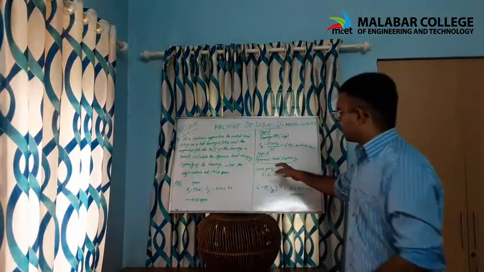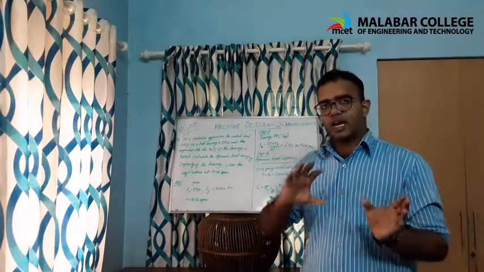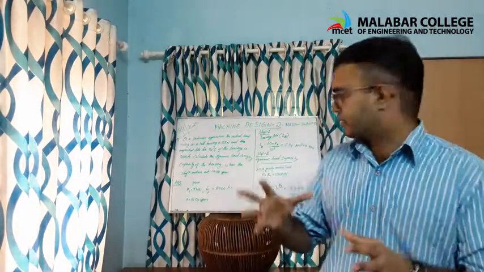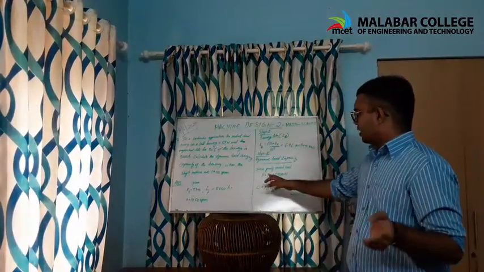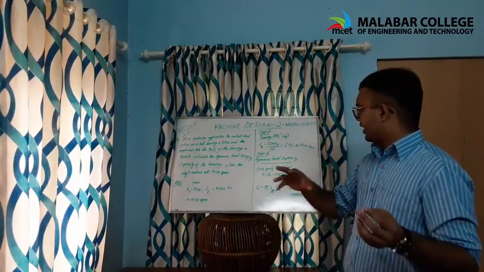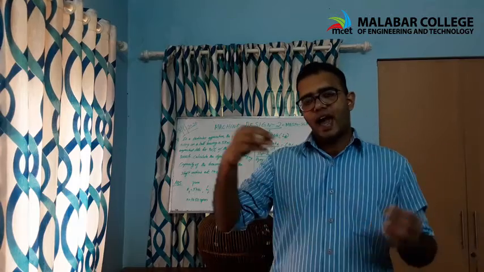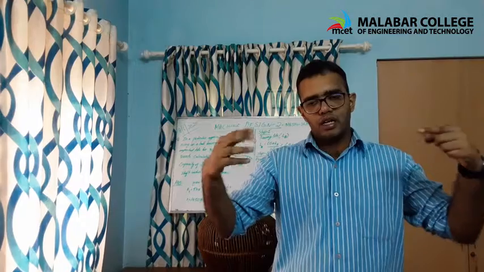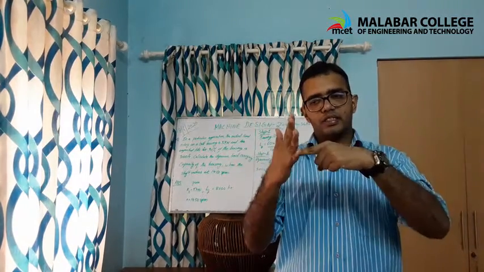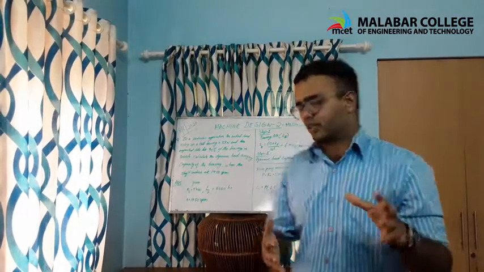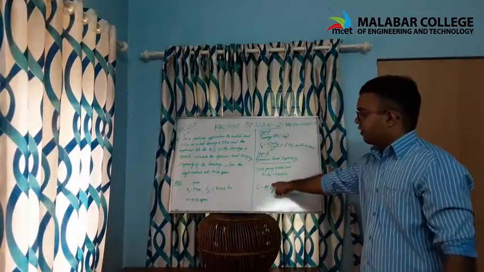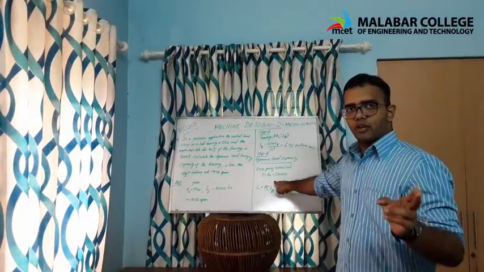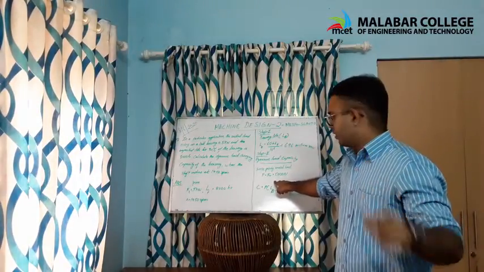The second step is to find the dynamic load capacity, how much load can be applied on that bearing. Since it is purely a radial load and there is no axial load, only the radial load is applied over here. So the force is equal to P.